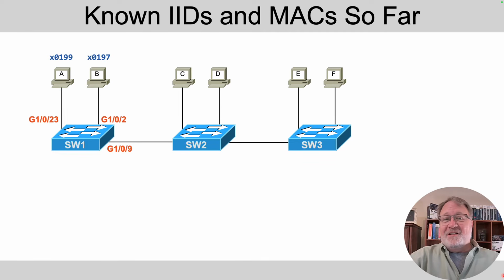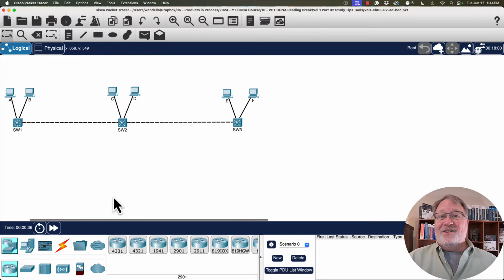Now we're moving the analysis to switch SW2. So we know the interface IDs on switch 1, and we know the pattern that you'll see in the MAC addresses on hosts A and B. We're going to do the same thing here for switch 2 with 4 interfaces and 2 PCs. So now let's focus on switch 2. We want to figure out the interface IDs of the 4 interfaces in the figure on switch 2, as well as the MAC addresses of C and D.